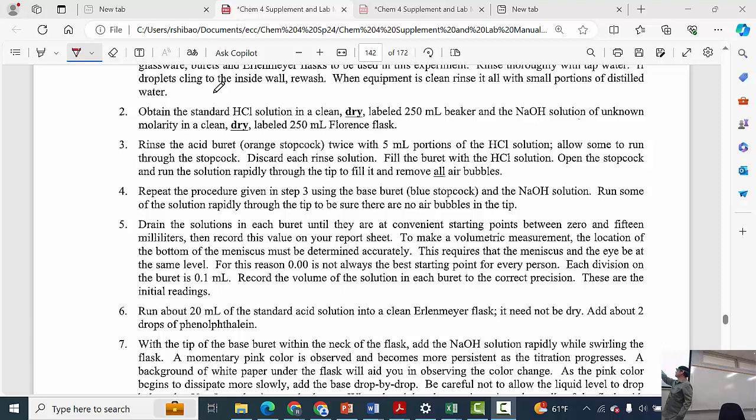Okay, now do you see the pink color again? It came back, but it's got to persist for 30 seconds. So let's see if it persists for 30 seconds. There is a pink color. I rinse off the inside walls of this. So now I have it within a half drop. So I got pink color within a half drop. Will it last for 30 seconds?